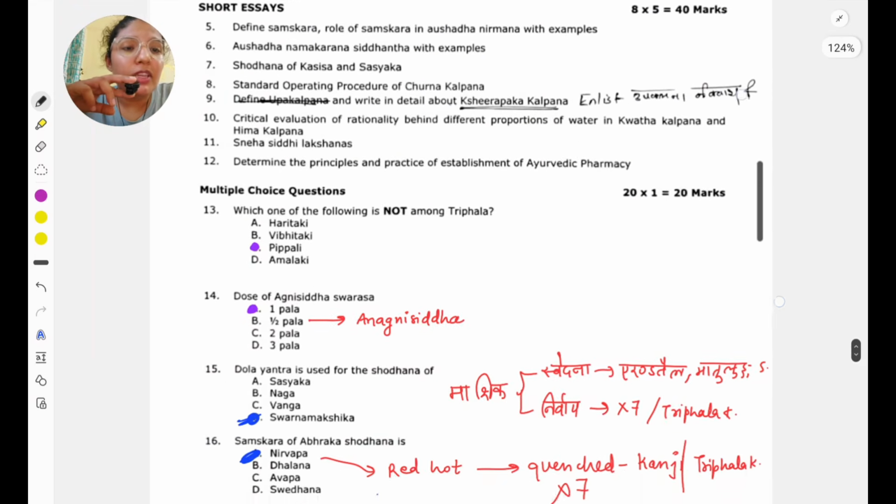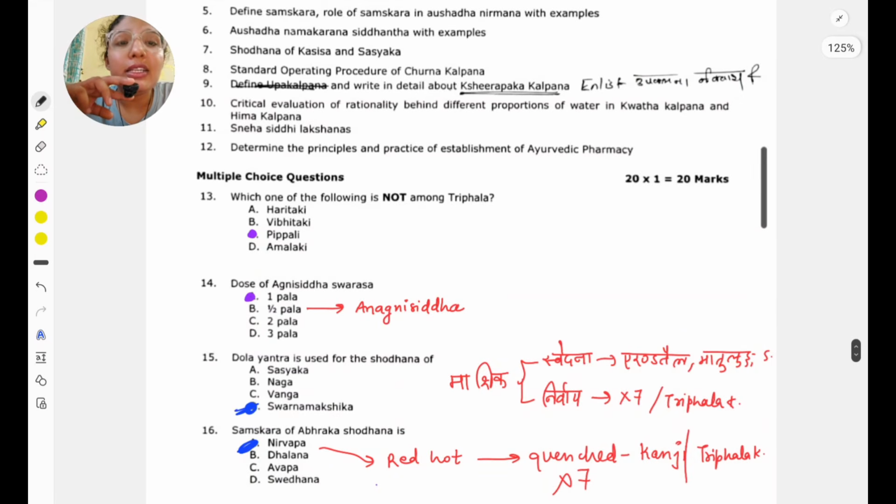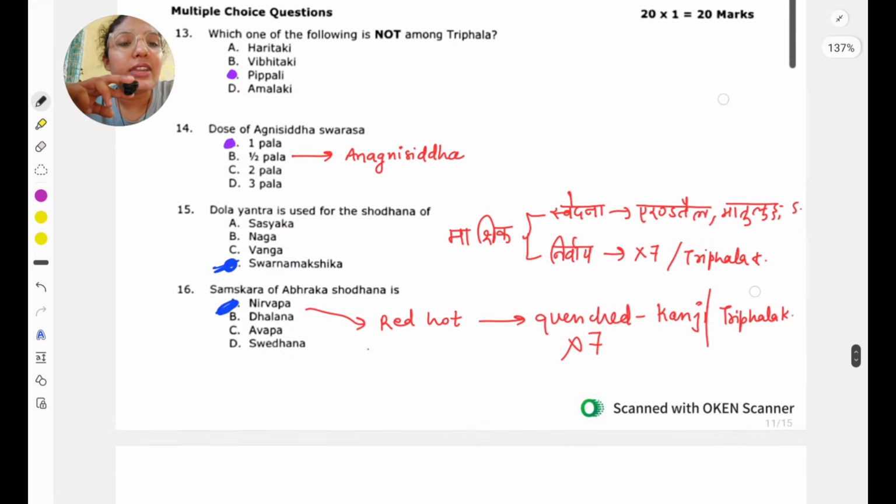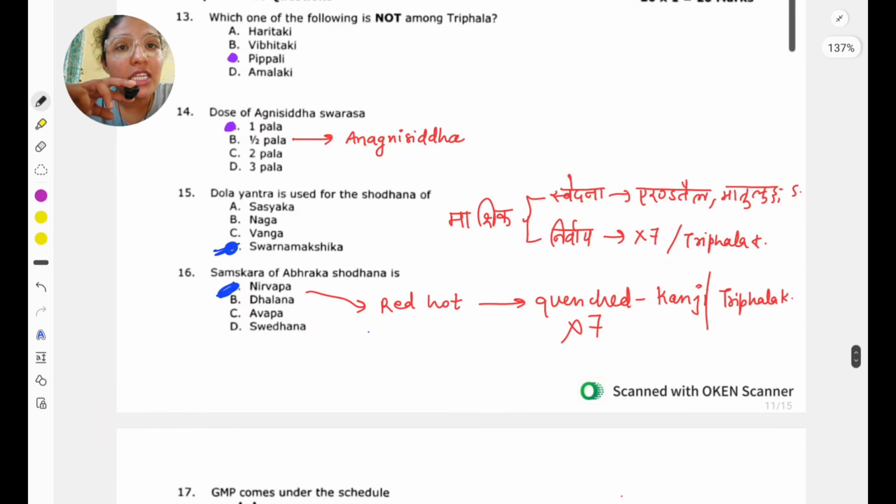Next MCQ: which of the following is not among the Triphala? Pippali is not among them. The dose of Agni Siddha Sarvarasa is 1 pala because after Agni application it becomes Laghu and the dose will increase. For Anagni Siddha it will be half a pala. Dola Yantra is used for Shodhana of Swarna Makshika. Makshika is Apunya.